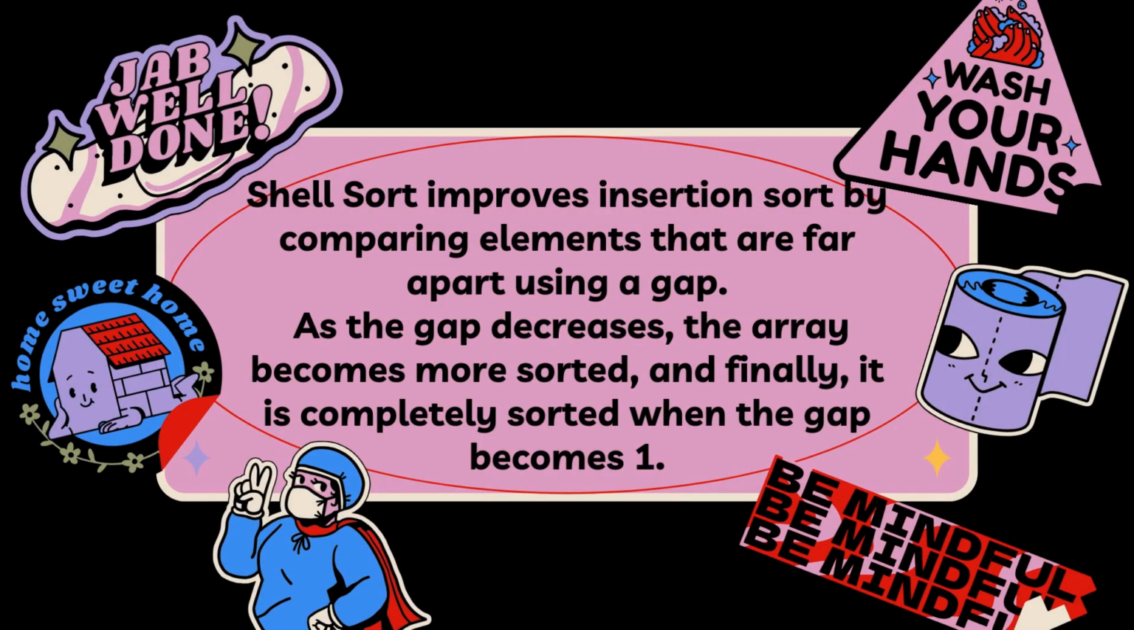Shell sort is an improved version of insertion sort. It starts by comparing elements that are far apart using a gap and sorts them. As the gap gets smaller, the array becomes more sorted, allowing smaller elements to move faster to the beginning. When the gap is 1, the array is fully sorted. This method reduces the number of shifts and makes sorting more efficient.